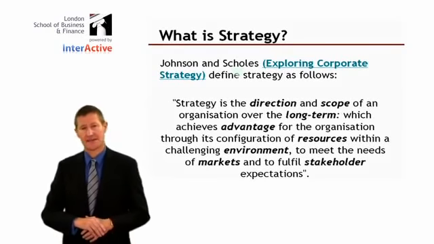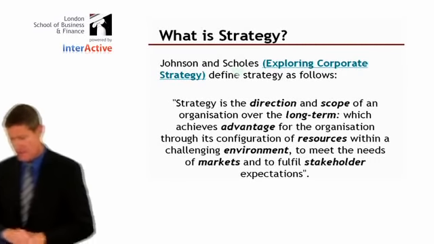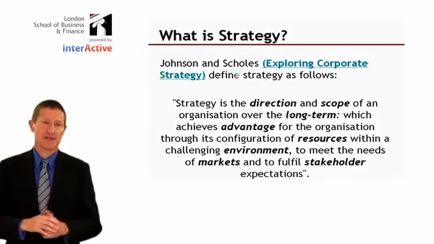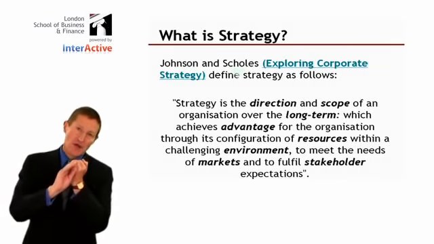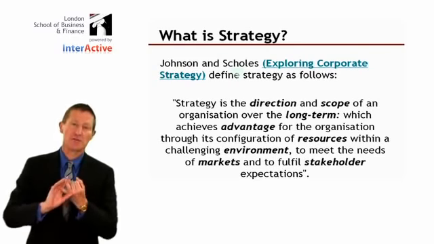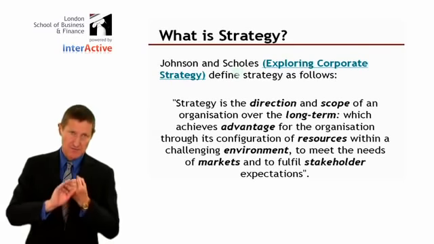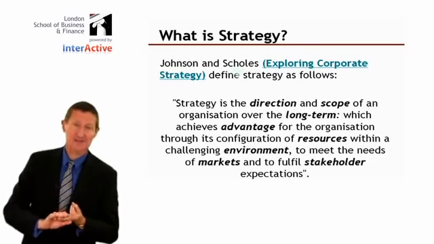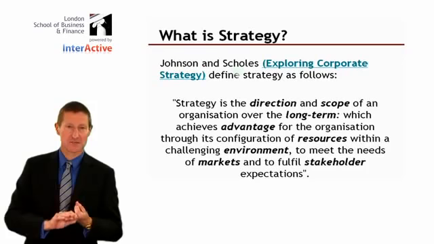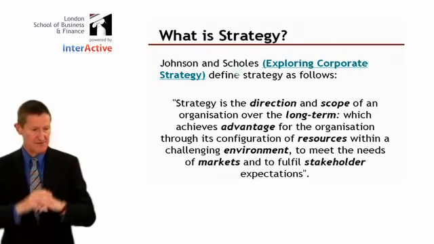Johnson and Scholes basically gave a basic definition of strategy. The key areas of this are direction, scope, and long term. In other words, you have a direction to go in, you know the markets that you need to penetrate to be able to get towards that direction, and you have sustainability in the long term. Those are the three major areas.